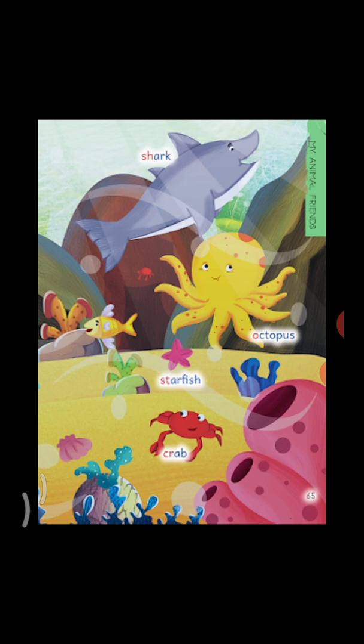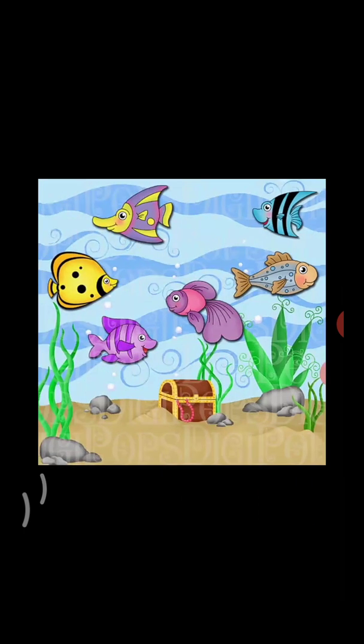Students, do you know where the fishes live? Fishes live in water. They swim in the water. Students, the fishes can't live without water.